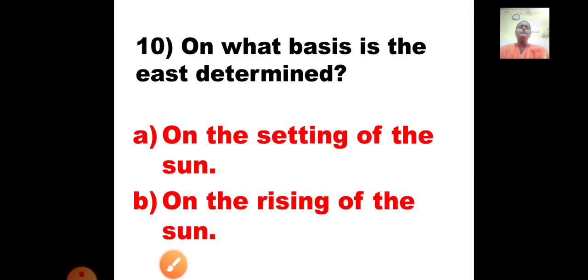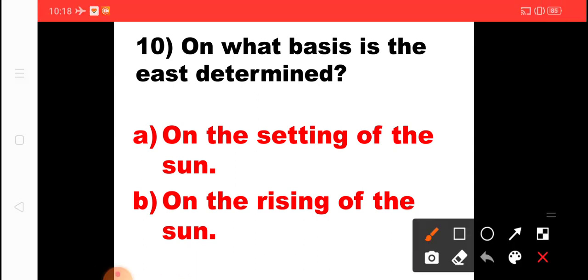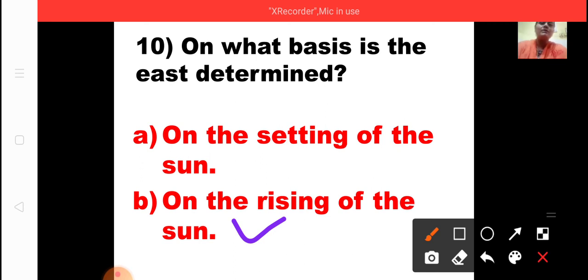Now see the 10th one. On what basis is the east determined? Okay. On what basis is the east determined? East direction is determined on what basis? A option is on the setting of the sun. B option is on the rising of the sun. Okay. So the sun rises in the east and sets in the west. So on what basis is east determined? On the rising of the sun. The sun rises in the east. So B option, that is on the rising of the sun, is the correct answer.